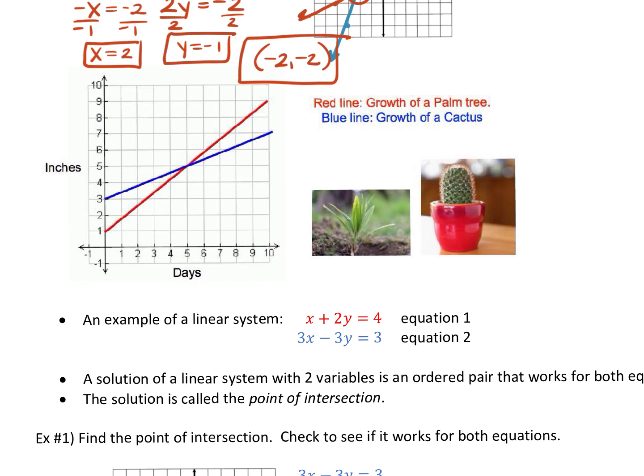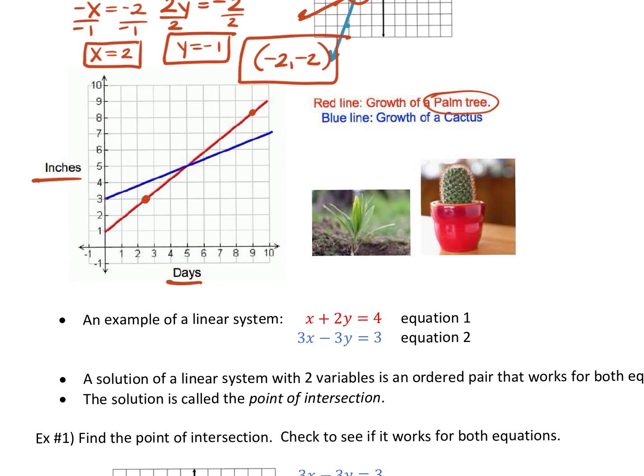Here's an example. They gave you a red line, which is the growth of a palm tree, and a blue line, which is the growth of a cactus. Notice they labeled inches and days. If I look right here, this point says after 2.5 days, the cactus is 3 inches tall. If I pick a point over here, after 9 days, that cactus is just over 8 inches tall, right? That's what that's saying. Oh, sorry, I said that wrong. Red was a palm tree.